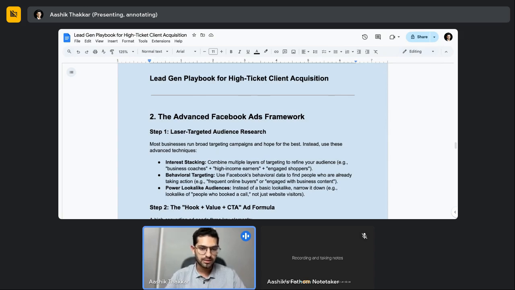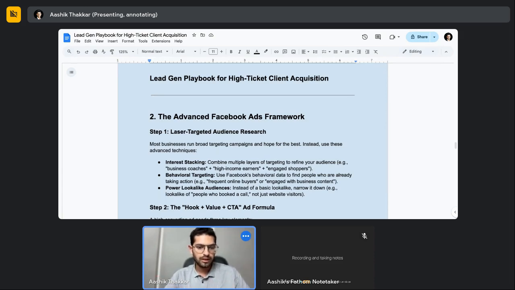Power lookalike audiences. Instead of a basic lookalike, narrow it down. Lookalike of people who booked a call, not just website visitors. Lookalike of people who also visited your website. So you have to be creative in that way, because these are super warm and super hot leads that just need a little bit of nurturing, a little bit of push to get in touch with you so that you can book a call with them and just get over it.